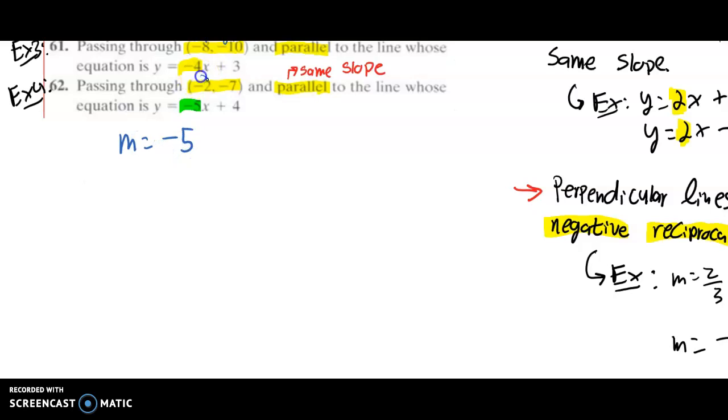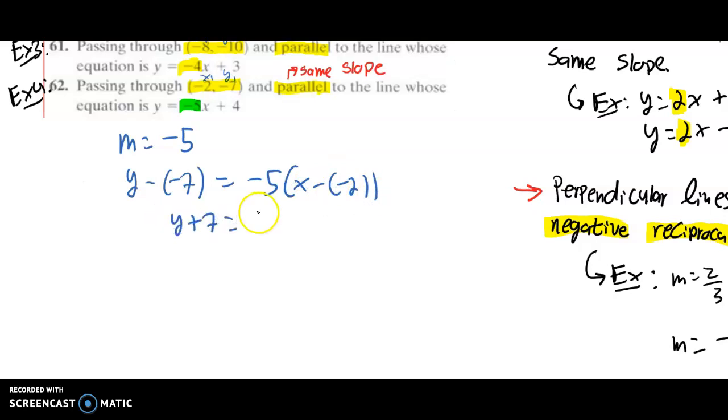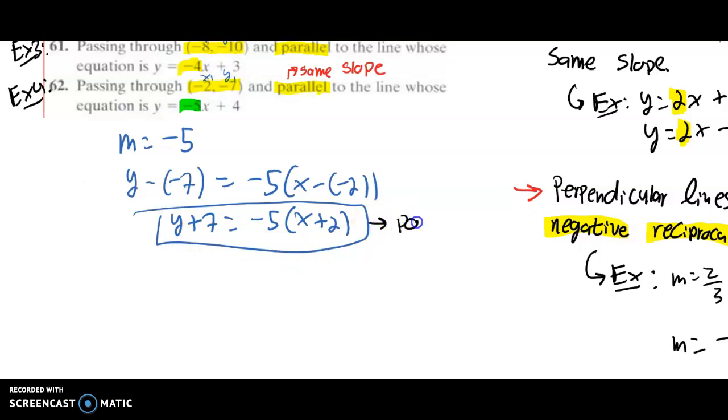We're going to label x1, y1, and plug into point slope form. So I have y minus -7 equals -5, x minus -2. I've got y plus 7, because double negative, x plus 2. Great. This is already our first answer. This is point slope form.